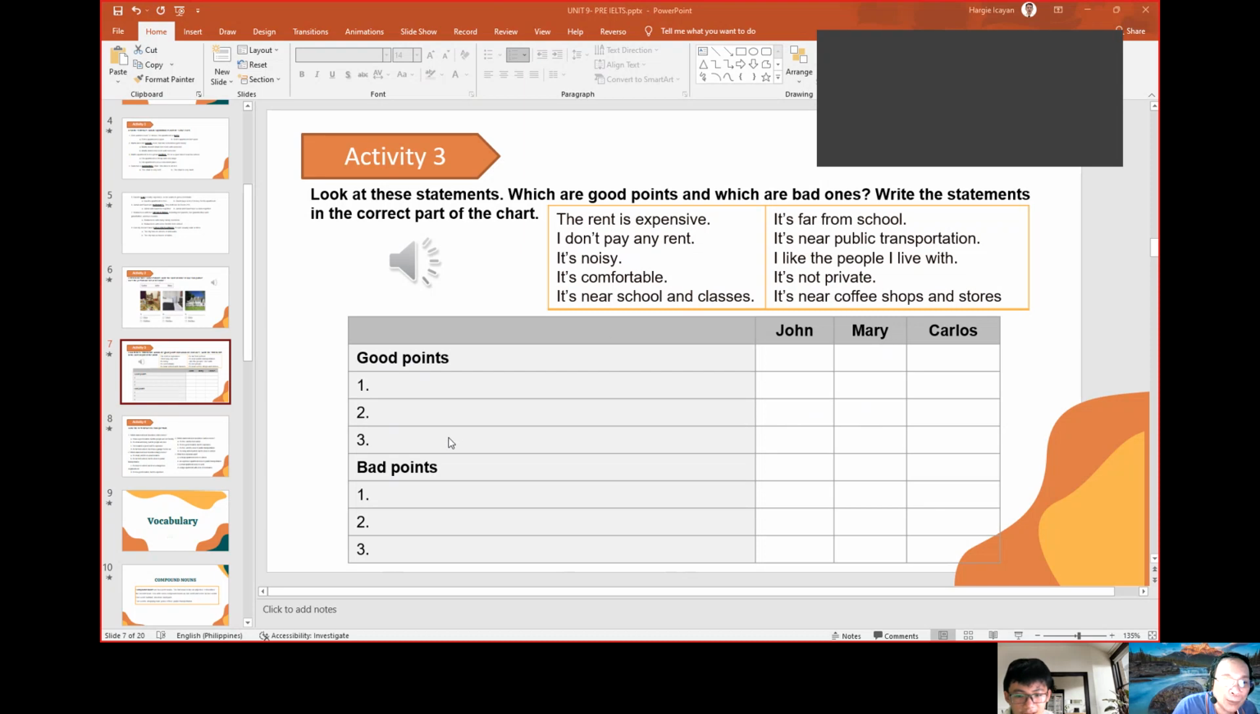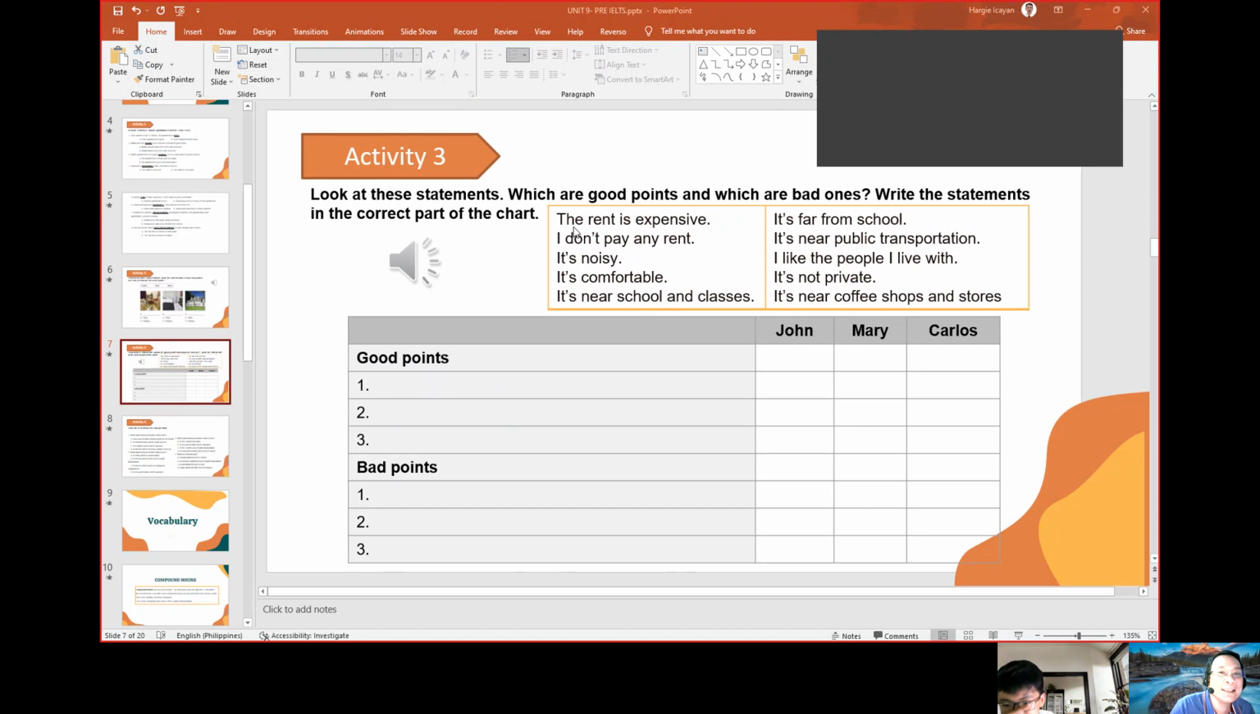Yes. Next, the second good point. It's comfortable. Very good. And the third good point, it's near the school and classes. We have three good points, but we have two bad points also in here, right? Okay, what are those bad points?